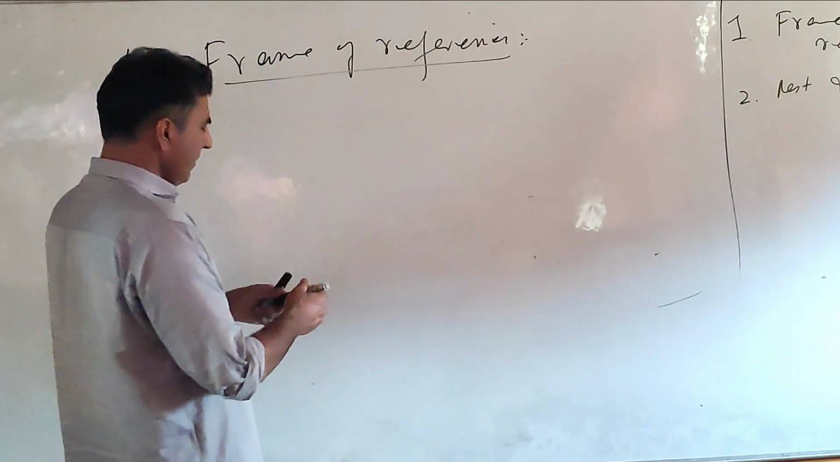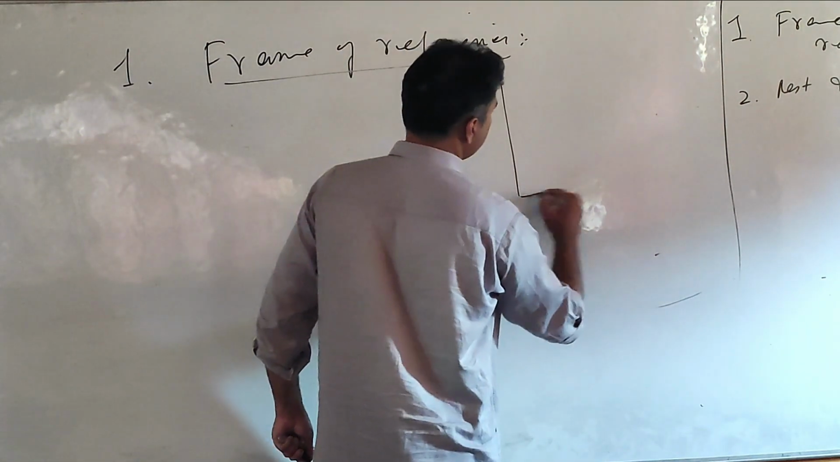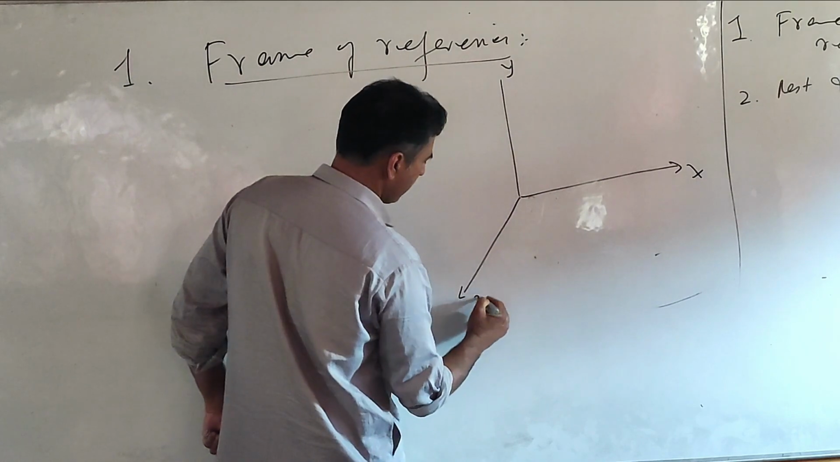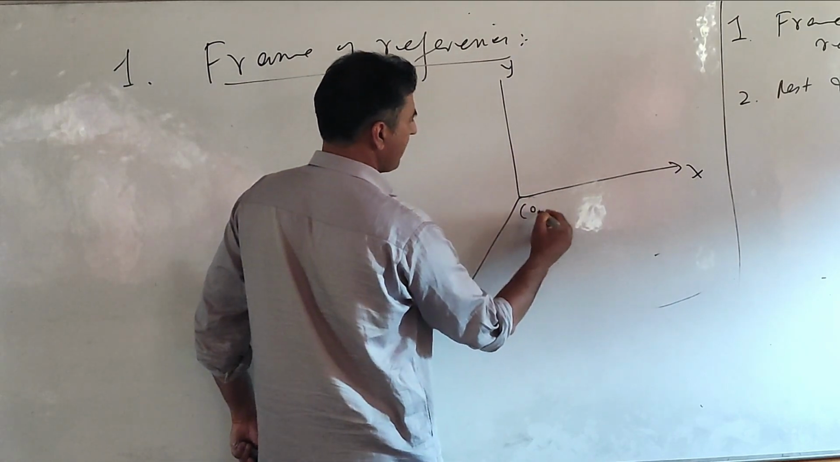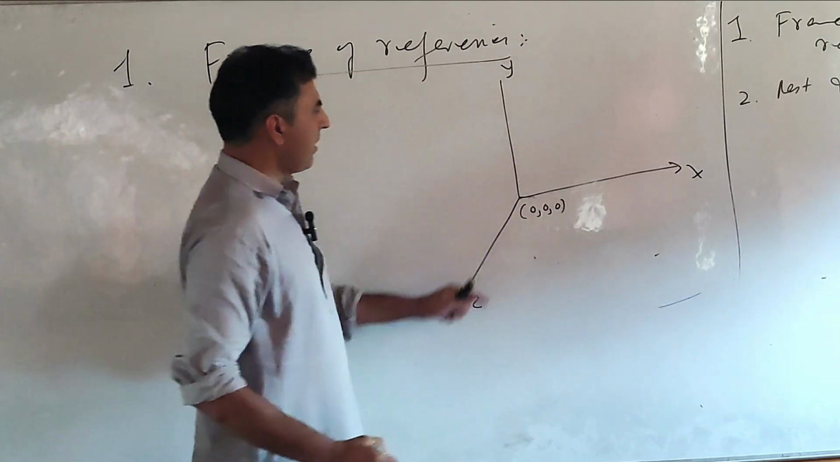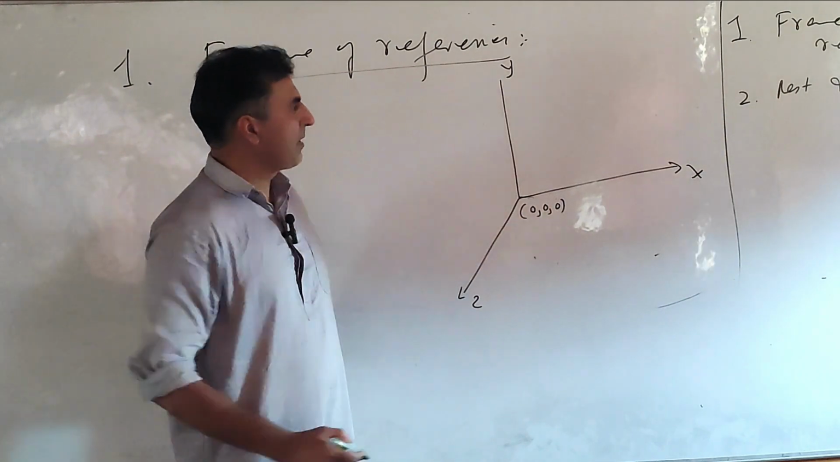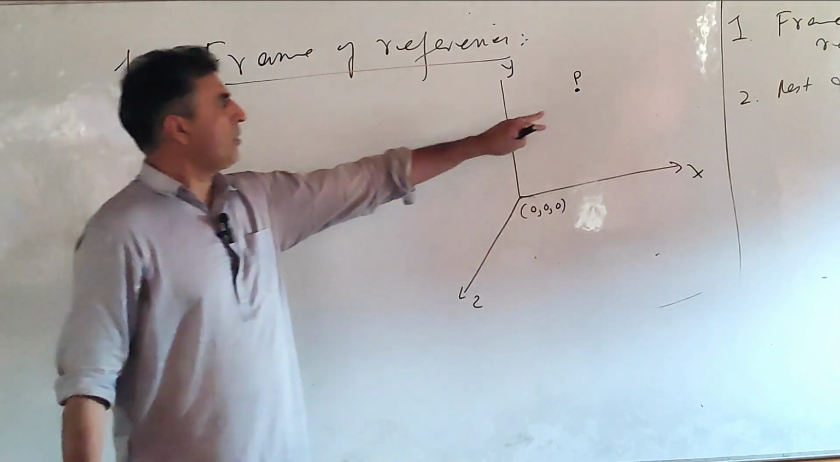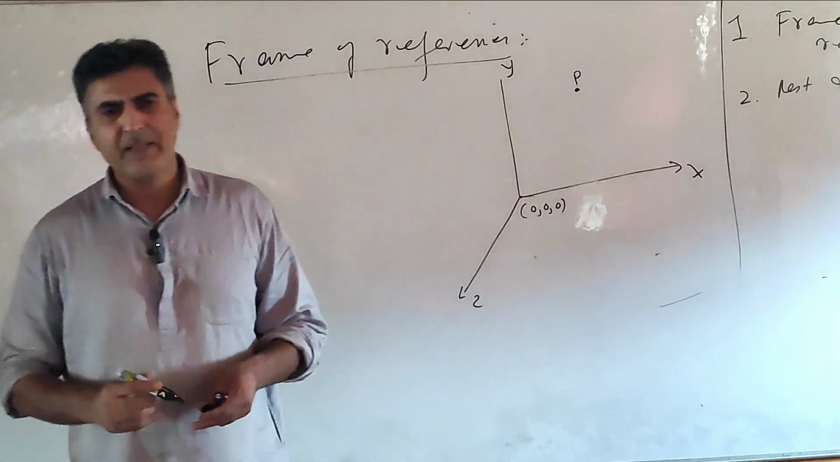For example, have a look. We have this as a coordinate system, x, y, and z. This is the origin of a coordinate system with x, y, and z 0, 0, 0. Here is the object, point P. It's a point object. Point object को कैसे define करते हैं?